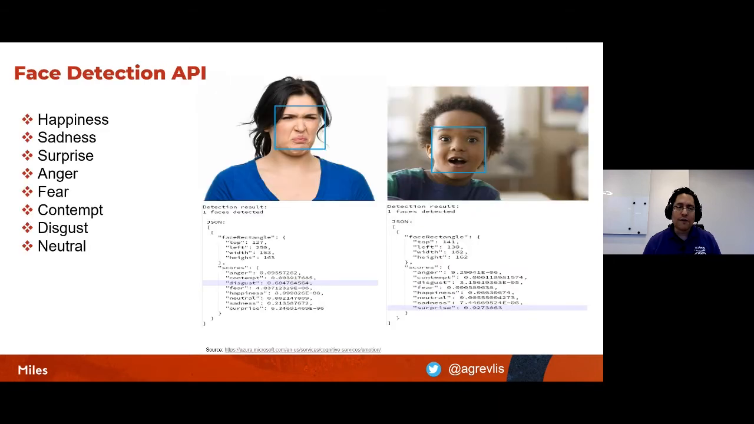I'm going to give you a couple of examples here of these types of services. The first one is called the Face Detection API, which is from Microsoft Cognitive Services. How this functions is that you send in a picture and then you get an emotion rating back. And Microsoft is not alone in having this. For example, Amazon has something called Amazon Rekognition, and IBM has the Emotion Analysis API.